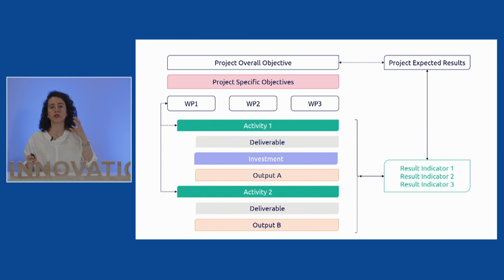And this work plan is going to enable you to reach your overall objective in the end. So this is how the two, your theoretical intervention logic and your work plan, are supposed to be integrated. You'll have your work packages supporting the delivery of your specific objective, and all the things that you will implement during your project will enable you to reach your results and project expected results.